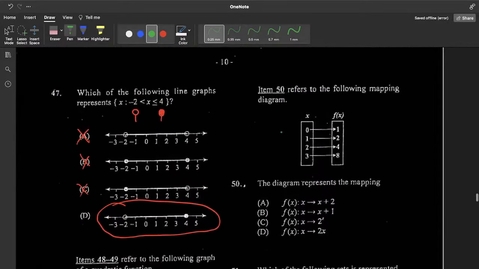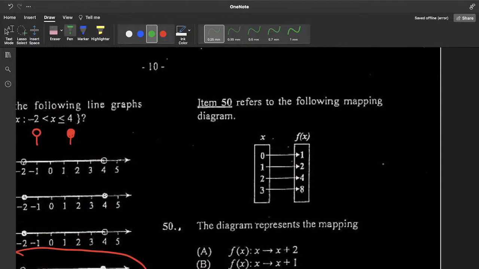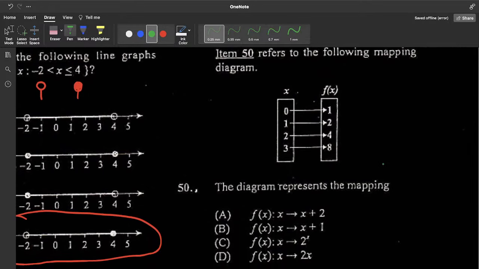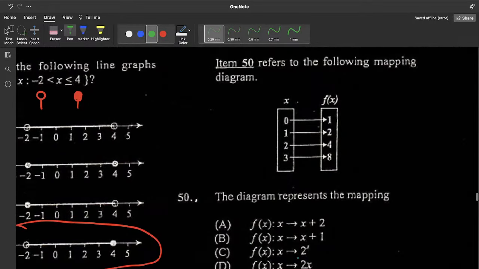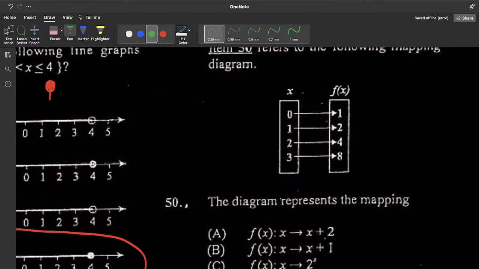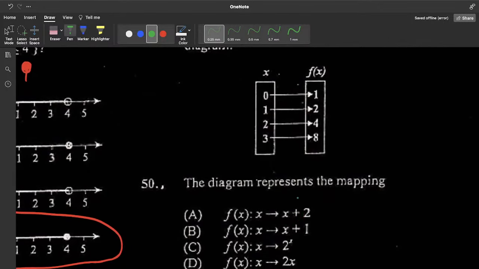All right, so next question. It says the diagram represents the mapping that we have for one of these here. We need to figure out which one it is. So the best way you could start off by doing it is trying 1, so x plus 2. So whatever x value is, we add in 2 to it. So first value is 0. So then we have 0 plus 2, which is what? 2. That does not exist on the first line, so we know that this is already out.